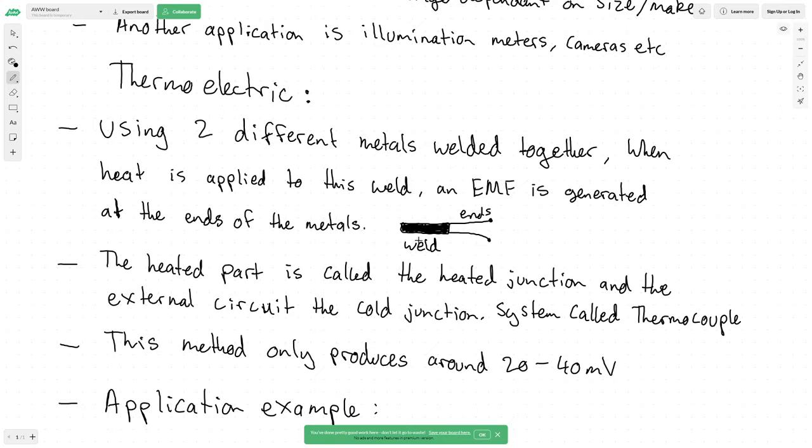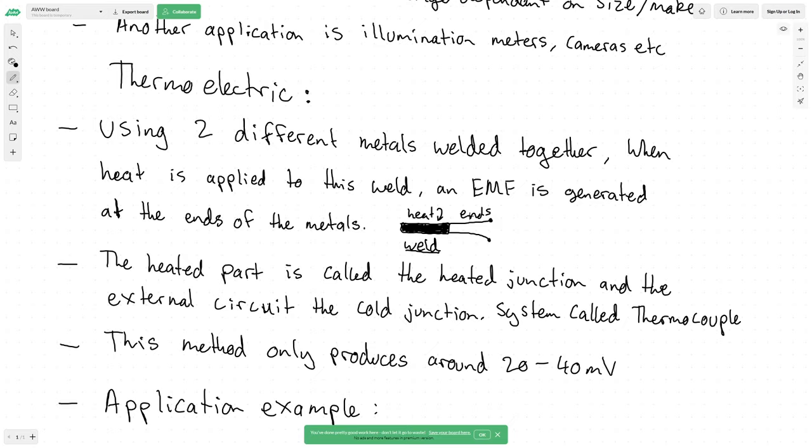So the two metals are welded together here. Heat is applied to this area, the welded area. This creates an EMF here, at these two ends here.